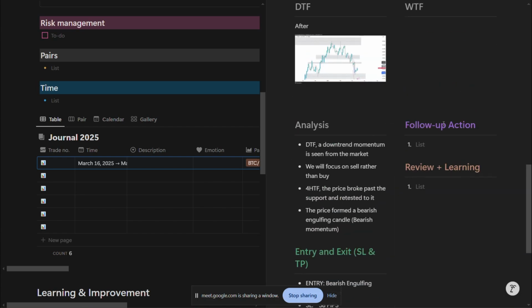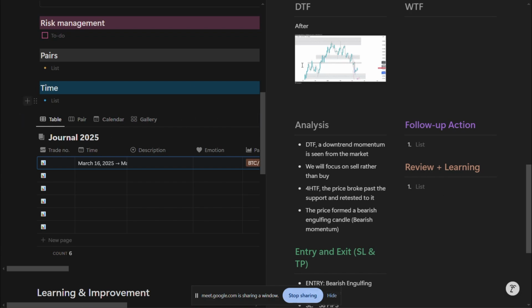It all depends on your own trading system, and then the follow-up action. So maybe you do trade stop, or maybe you close your trade earlier. You can just put it over here for your reference. And then the review plus learning, this is where you put what you learn, basically how you can improve and where your mistakes were in this particular trade. Let's say if you overtrade, you can write that over here: don't overtrade, and next time focus on your trading system rather than trading based on emotion.